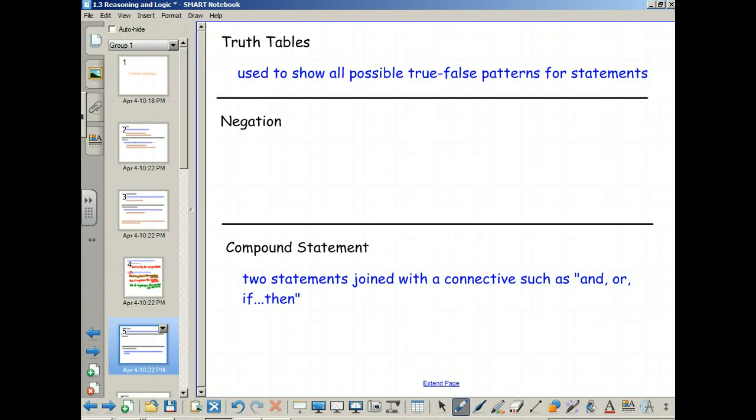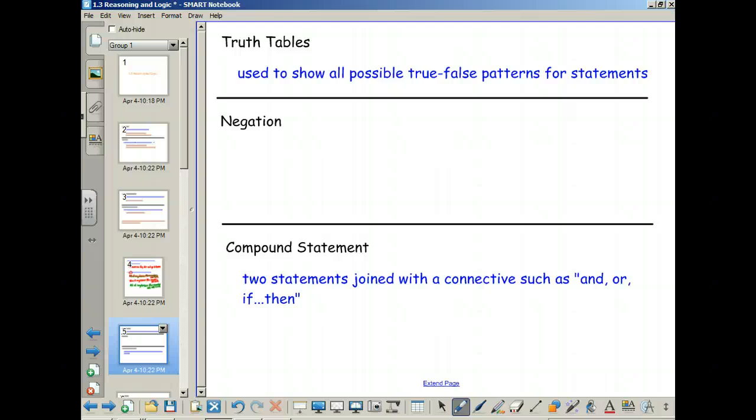Truth tables. Some of you thought you were never seeing those again, didn't you? All right. So a truth table is a diagram. And you've been doing some diagrams in problem solving sections so far, right? It's a diagram that allows you to analyze components of statements. That's what it does.